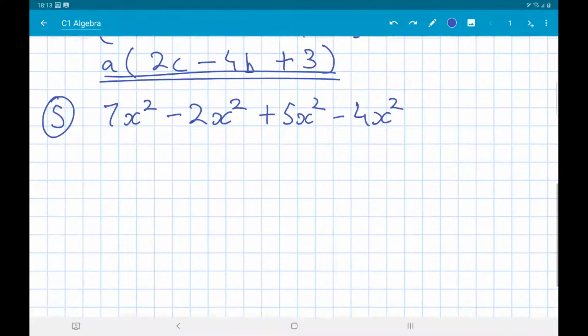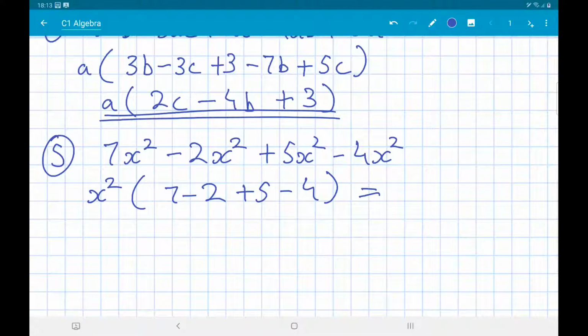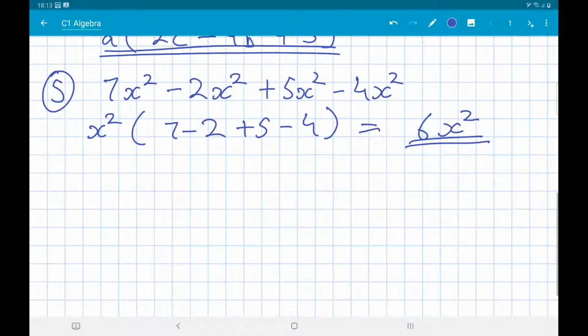So if you take x squared out, we have x squared on the outside, and we're left with 7 minus 2 plus 5 minus 4. Okay, seems reasonable enough. And we are then left with 7 minus 2 is 5, plus 5 is 10, minus 4 is 6. So we're left with 6x squared. And just to confirm, 5 plus 5 is 10, minus 4 is 6. 6x squared, final answer, lock it in.